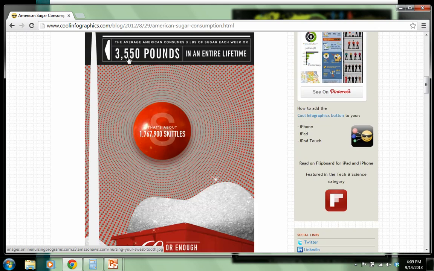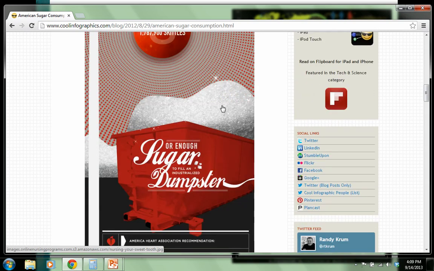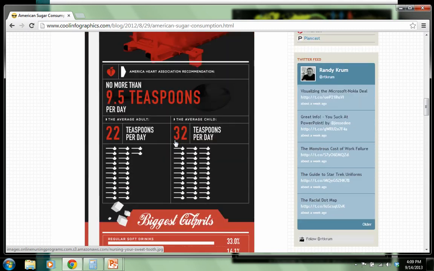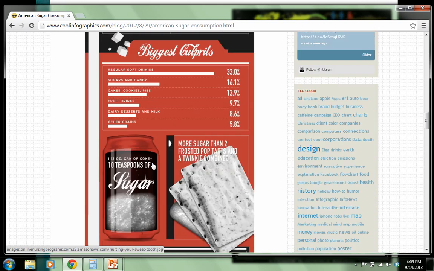This is talking about how the average American consumes 3 pounds of sugar each week. Oh my God. 3,550 pounds in an entire lifetime. It shows how many Skittles that is, and the amount of sugar would fill a dumpster. So they show a dumpster. I mean, you get my point. This, I think, is really neat too. If we're measuring something by teaspoons, they're showing the measurement in teaspoons. So it's just very visually pleasing.